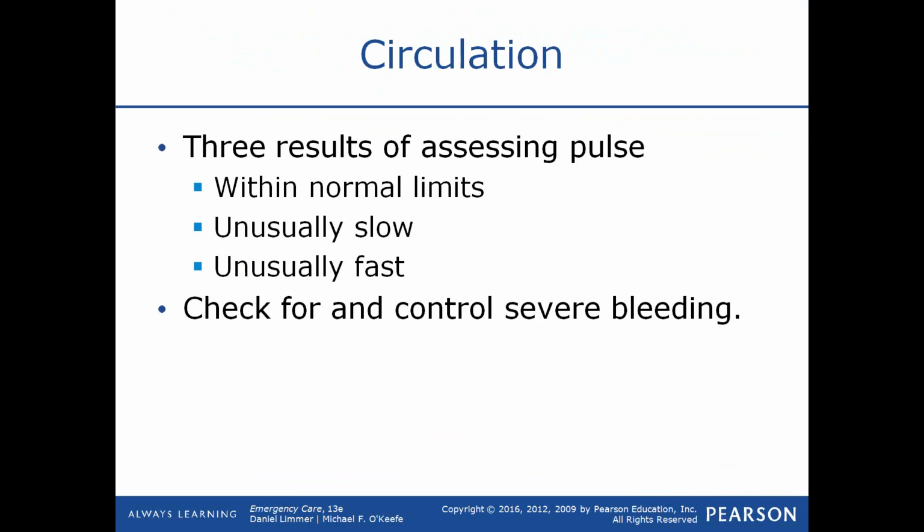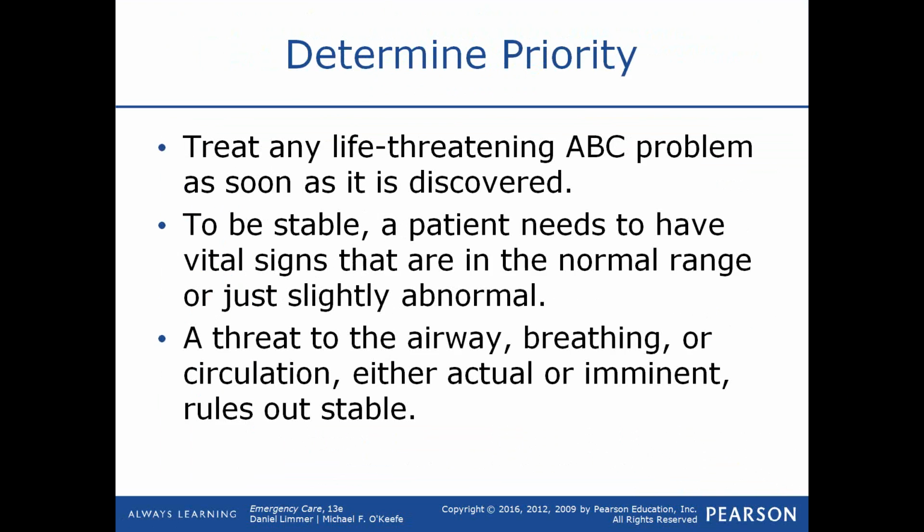Pulses will either be within the normal limits, or they'll be unusually slow, which we call bradycardia, or they will be unusually fast, which we call tachycardia. You also want to assess and control severe bleeding at this time as well. Once you've been through your ABCs and you've fixed any life threats, you want to determine the priority of your patient. If they're a high priority patient, you need to move quickly to get them to the hospital. But if the patient is stable, then you have time to do a more thorough assessment on scene before moving the patient.